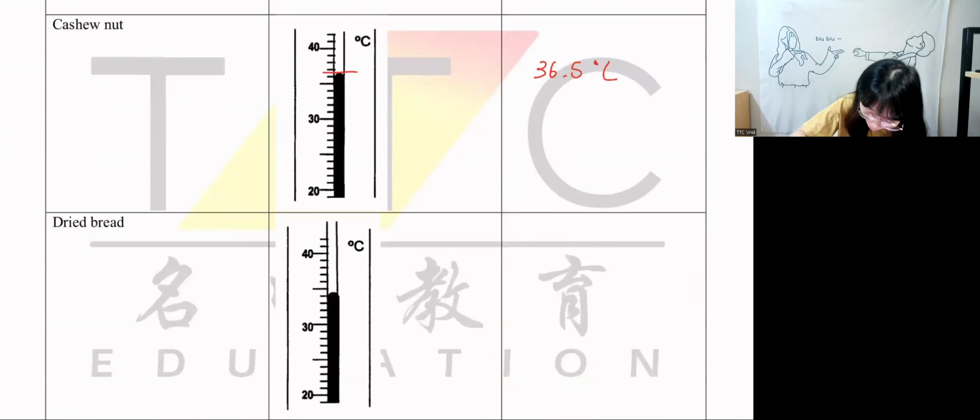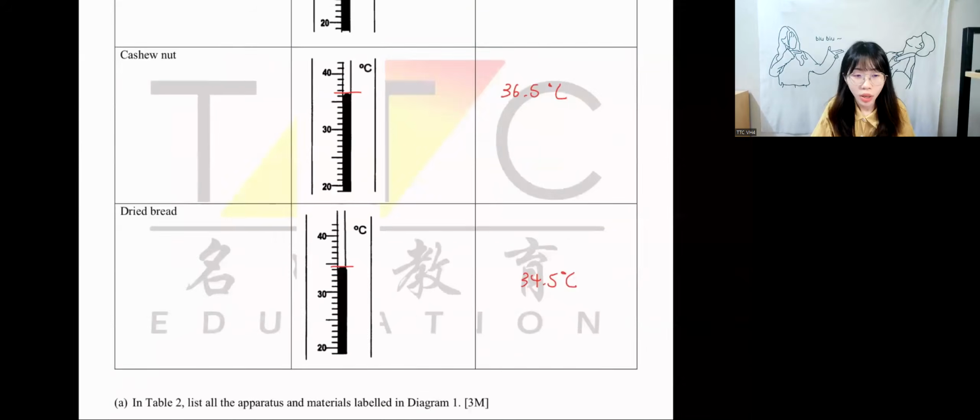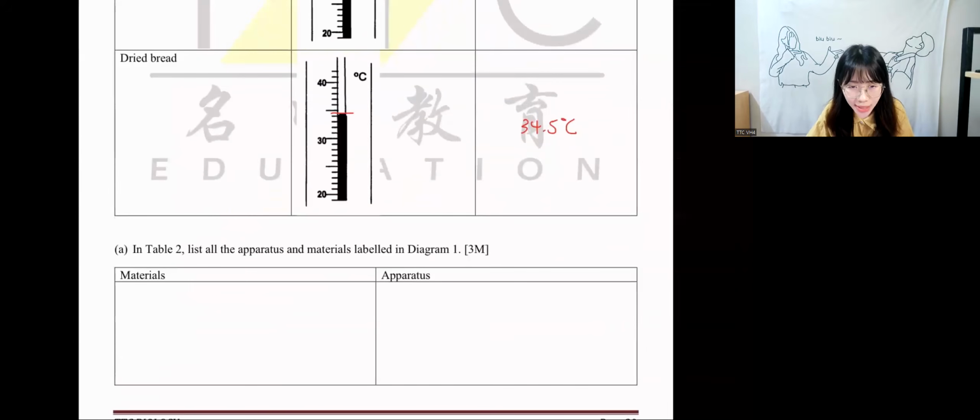Dry bread, again, it's in between over here, right? What is the answer over here? This is 34.5 degrees Celsius. If they already give unit in the table, then no need to write unit, correct? If they give you unit, you don't have to write unit. But if you want to write unit, it's not wrong. Okay, now done with this, we're going to write materials and apparatus.